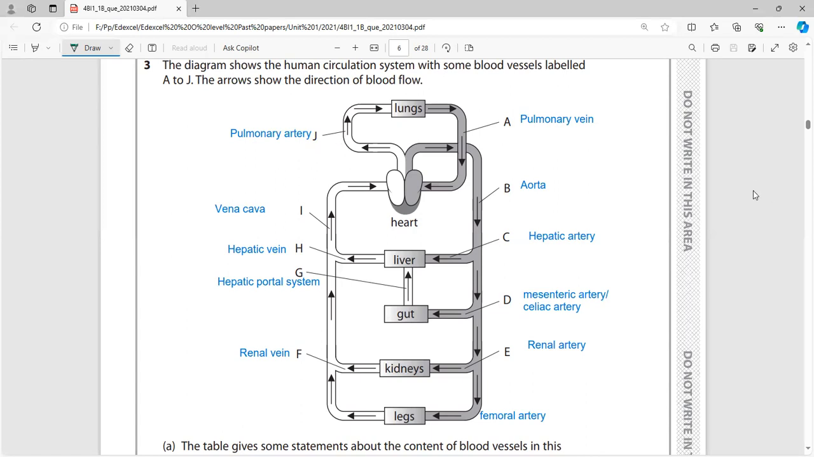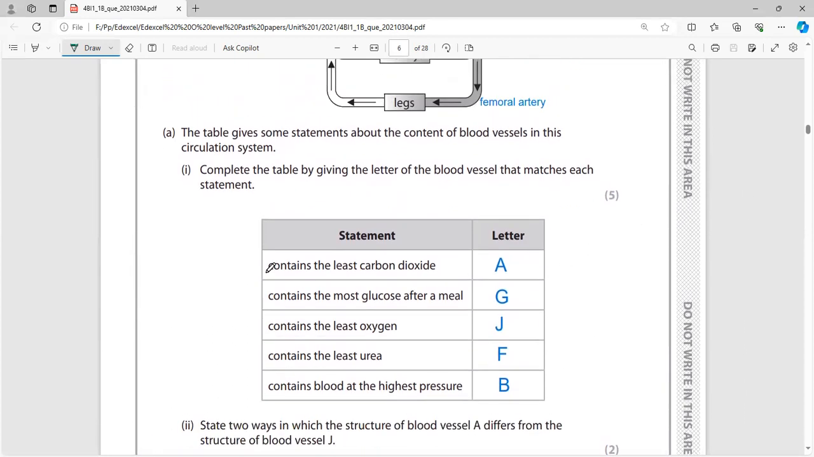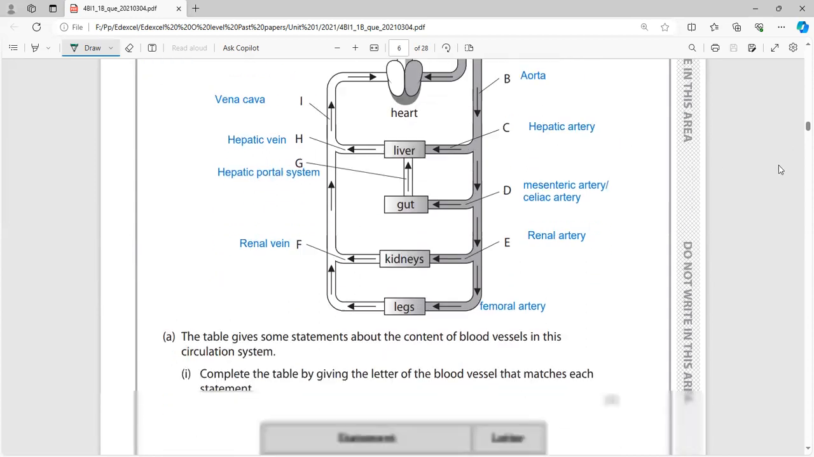So here, the examiner can also ask you a question related to their labeling and their functions. We're going to proceed to the first question here. The table gives some statements about the contents of the blood vessels. First, they contain the least carbon dioxide. So which blood vessel contains the least carbon dioxide, or the highest concentration of oxygen? That is our pulmonary vein. This pulmonary vein is recently coming from the lungs, and so that's why it contains the least concentration of carbon dioxide and the highest concentration of oxygen.